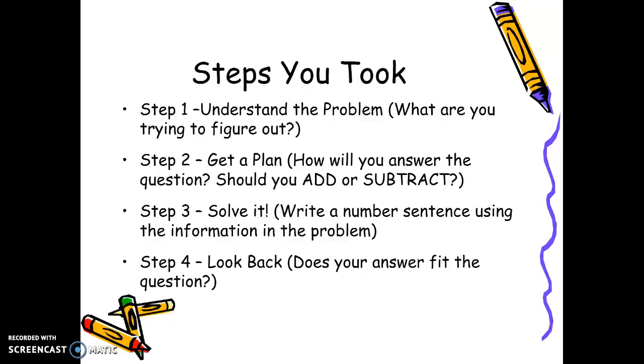So here are the steps that you took. You understood the word problem. What are you trying to figure out? We were trying to figure out how many kids or students we took to the zoo, right? Step 2, we made a plan. Would we add or would we subtract? And we used our keywords to tell us that we were adding. Step 3, we solved the problem. We used a number sentence with our students and we added and we came up with an answer. And our answer fits the question, which was step 4.